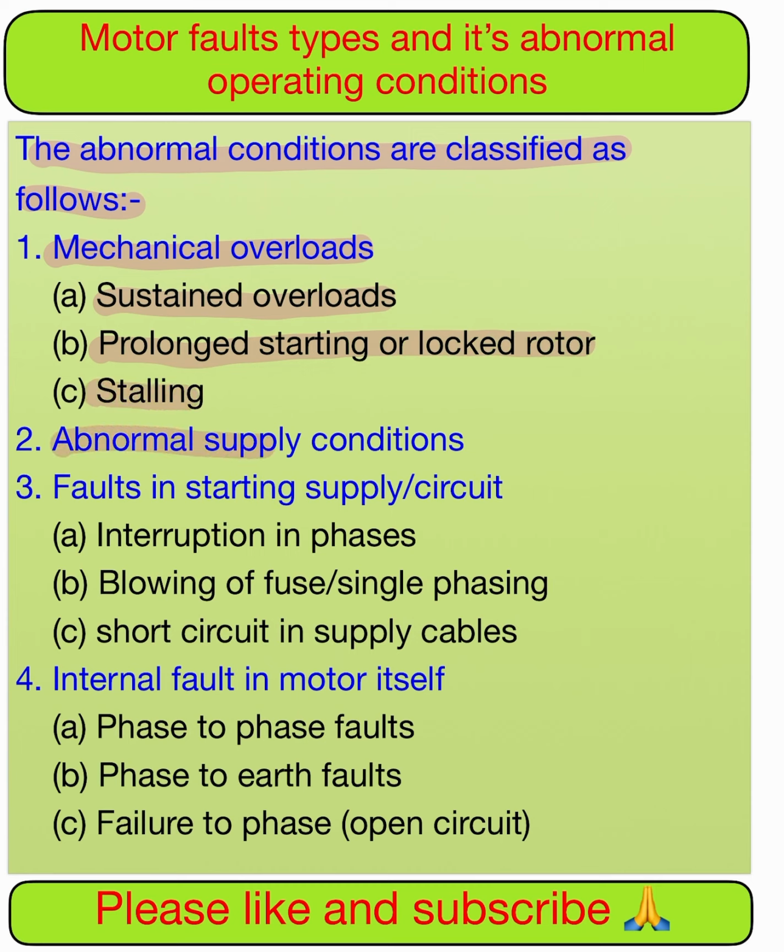The second is abnormal supply condition. The third is faults in the starting supply circuit, that is interruption in the phases and blowing of fuse, single phasing, and the third is short circuit in supply cables. And the fourth is internal faults in the motor itself, caused by phase to phase fault, phase to earth fault, and failure of phase, that is open circuit. So these are the different types of faults caused due to abnormal operating conditions in the motor.